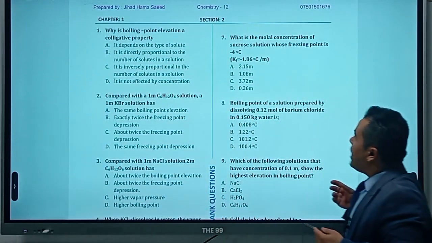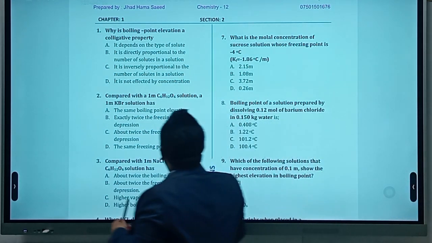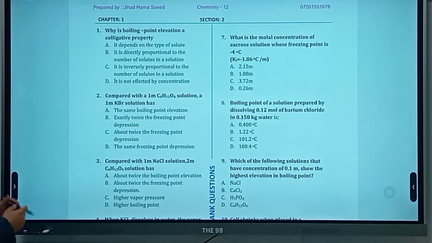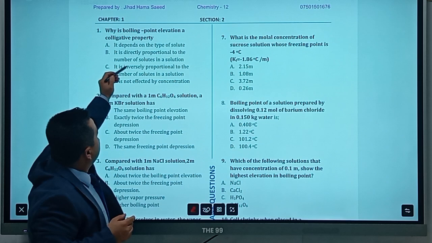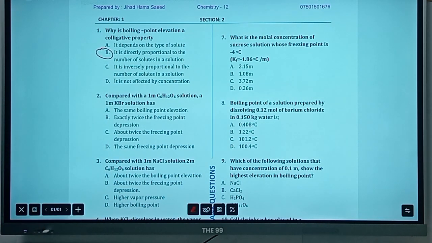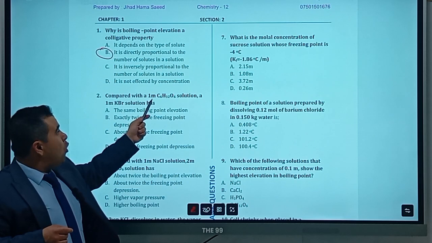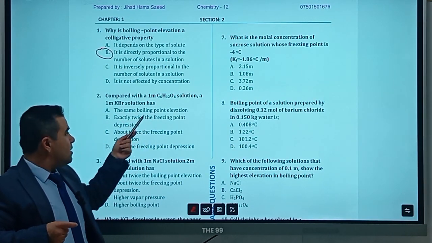Let us solve some questions, guys. Why is boiling point elevation a colligative property here? Because it is directly proportional to the number of solute particles in a solution. Yes, because it's affected by the amount of the solute. Compare it with the 1 molar sugar solution. A 1 molar KBr solution has.